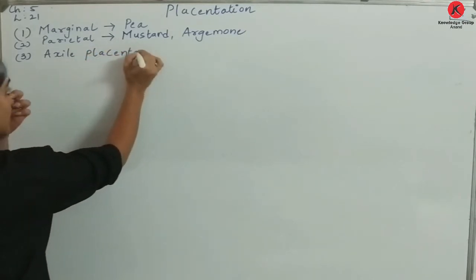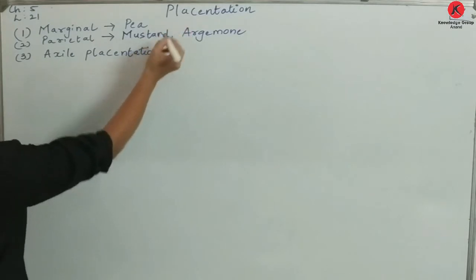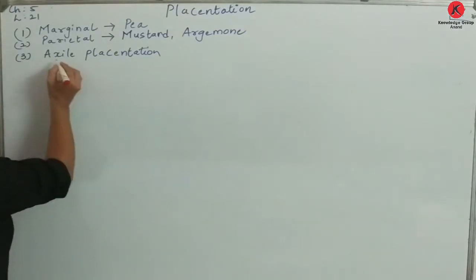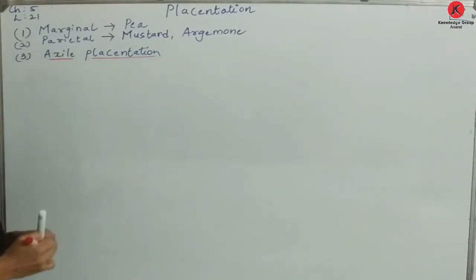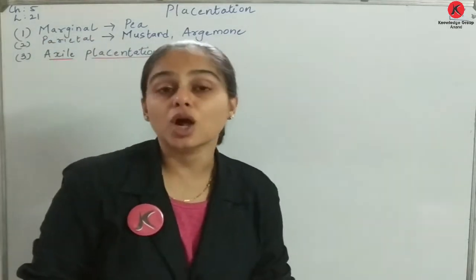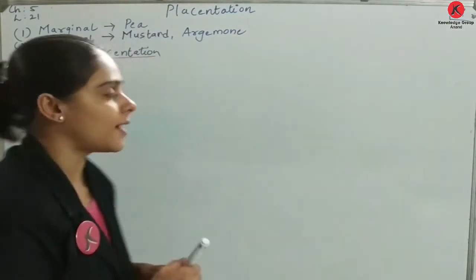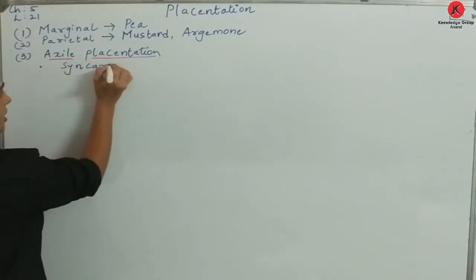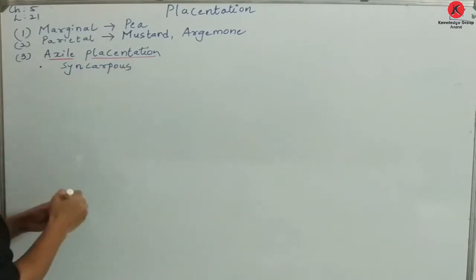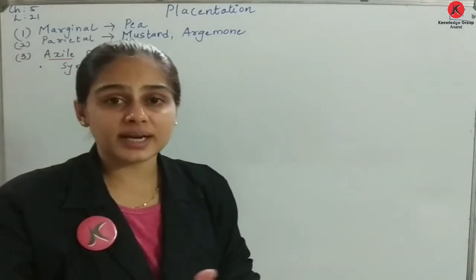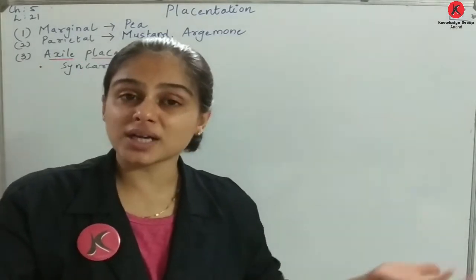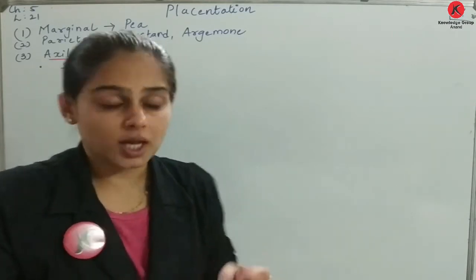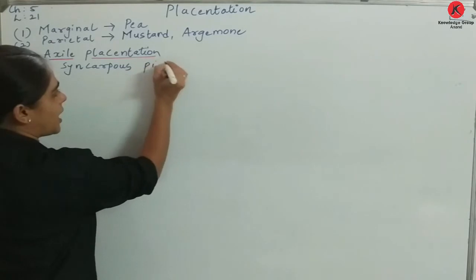So what we are going to understand in today's lecture, we are going to continue the portion, and here we are going to understand axial placentation. If I am talking about axial placentation, once again the carpels here are syncarpous. If I am using the term syncarpous, it definitely means the flower has more than one carpel, it is polycarpellary, and these are fused. So it has a syncarpous pistil.